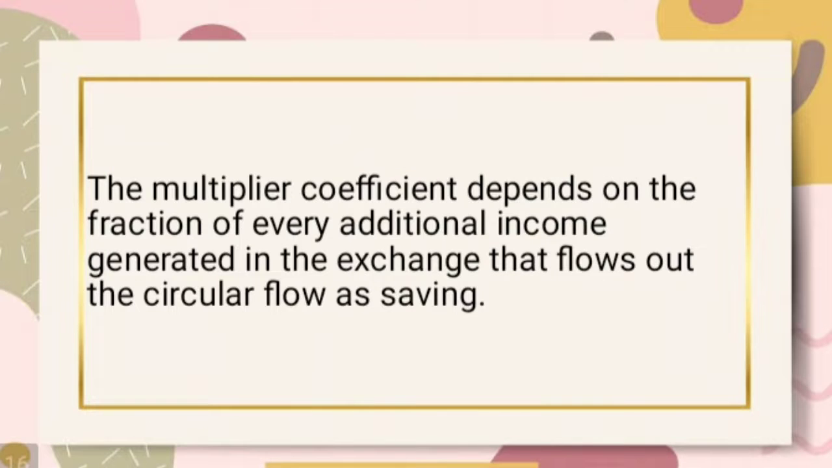The multiplier coefficient depends on the fraction of every additional income generated in the exchange that flows out of the circular flow as saving. This outflow determines the portion left for consumption and recirculation to further generate income.